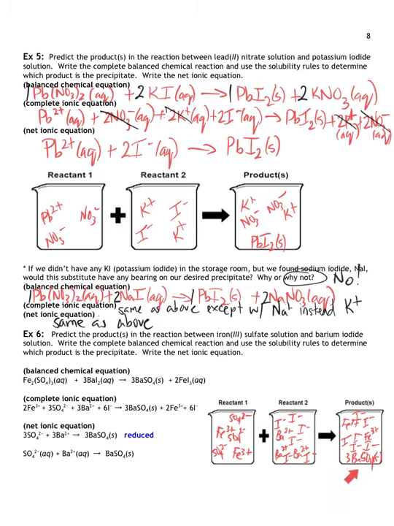I ran out of a little room, so be aware that I put a 3 in as a coefficient to show the 3 barium sulfate precipitates on the microscale drawing here. Hopefully you can work through it and check your answers as you go through these problems.